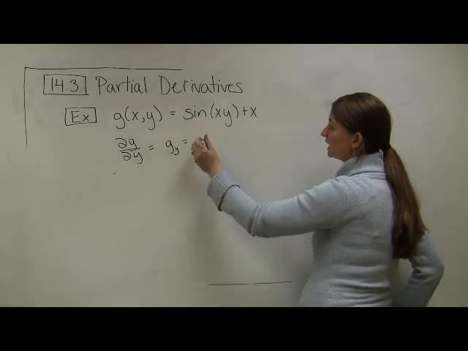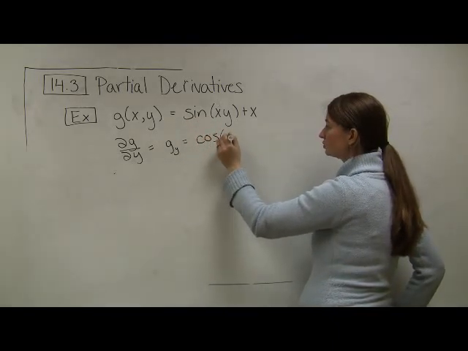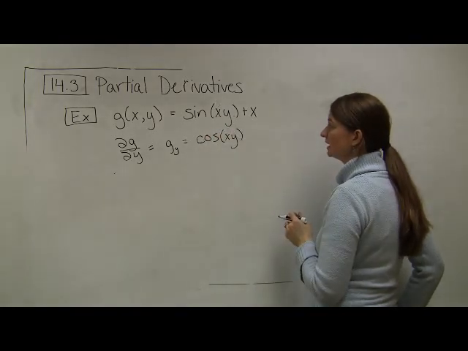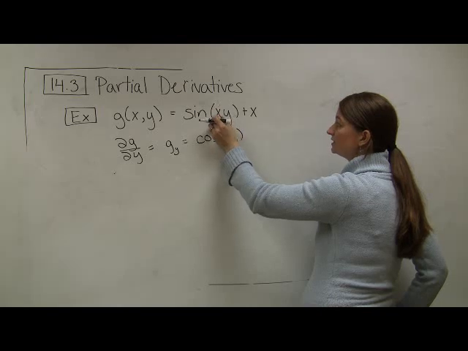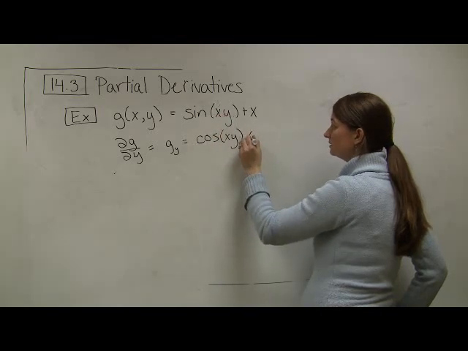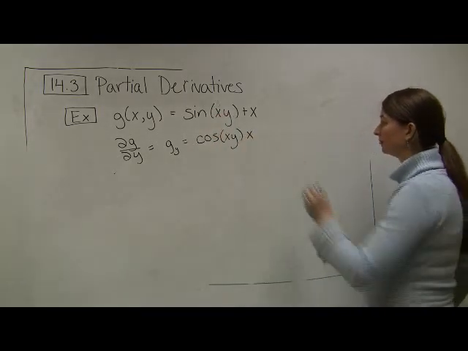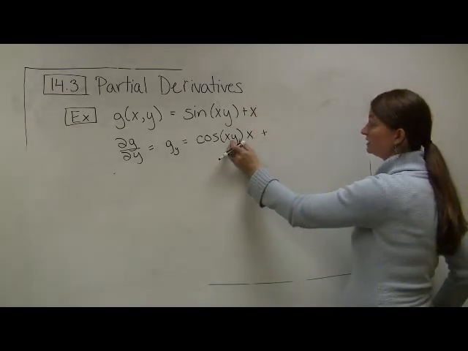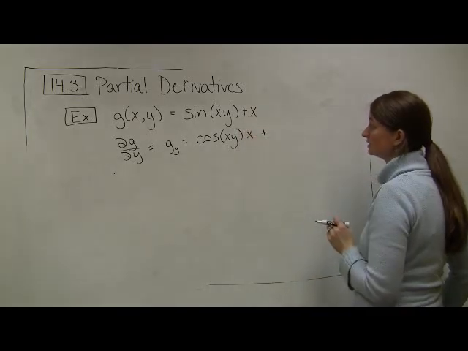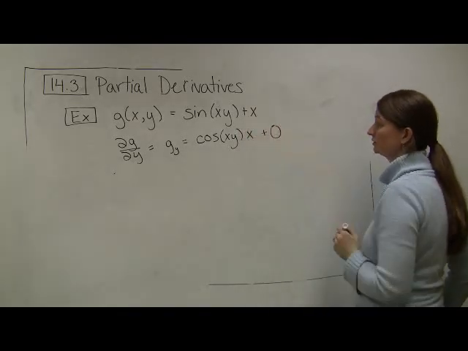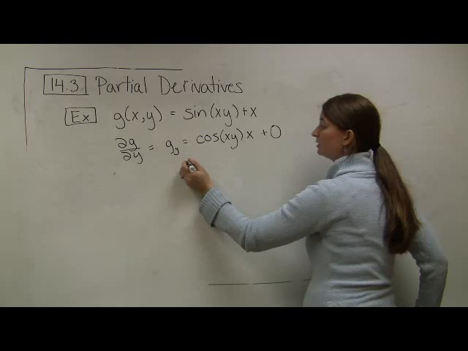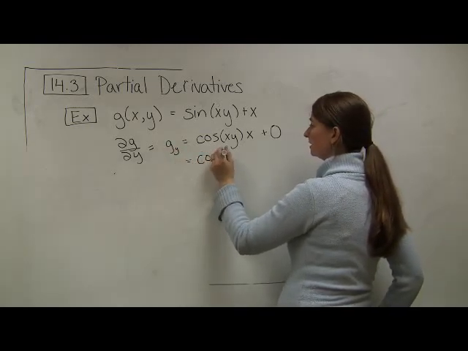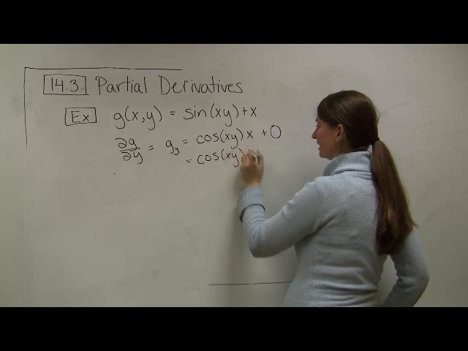So the derivative of sine is cosine of xy. And by chain rule, I need to multiply by the derivative of the inside. And the derivative of a constant times y is just going to be that constant, plus the derivative of a constant. Because y is our only variable, we're treating x as a constant, the derivative of the constant is just 0. So I'm left with my partial derivative of g with respect to y being just the cosine of xy multiplied by x.